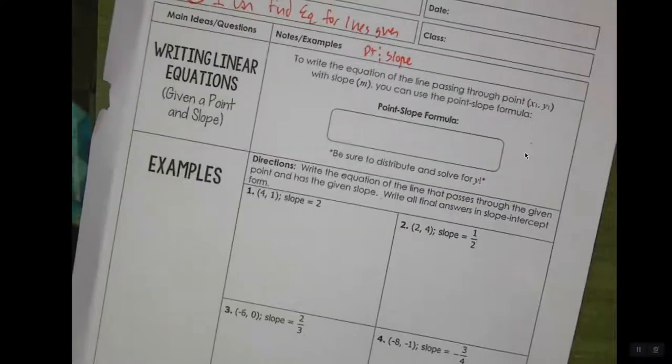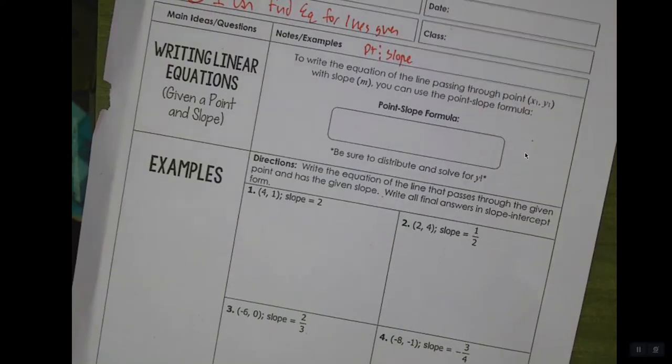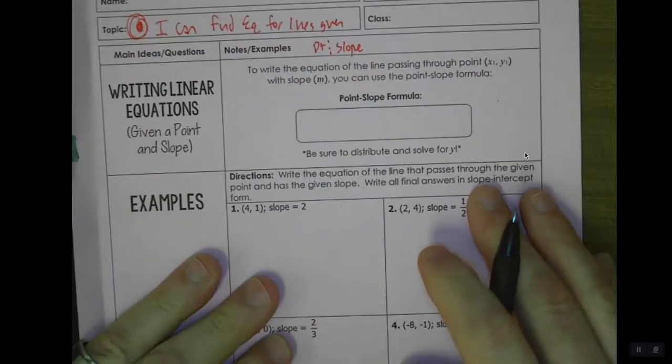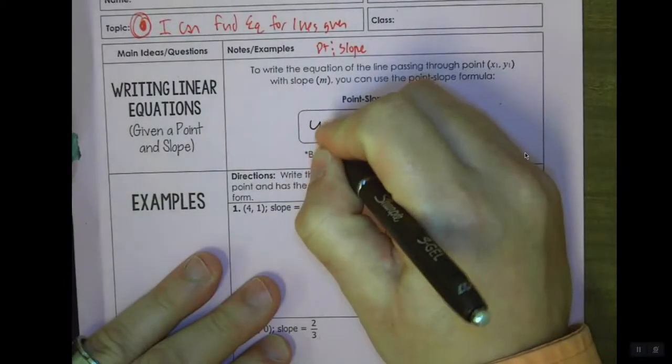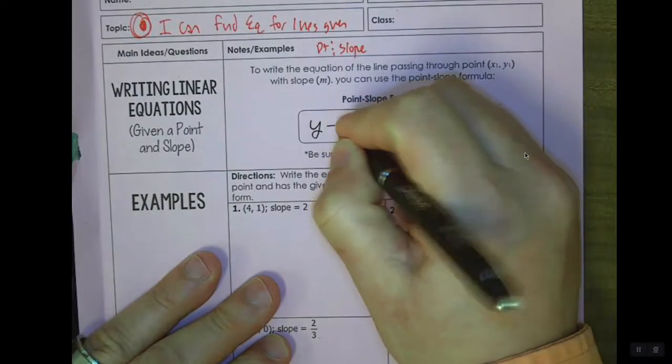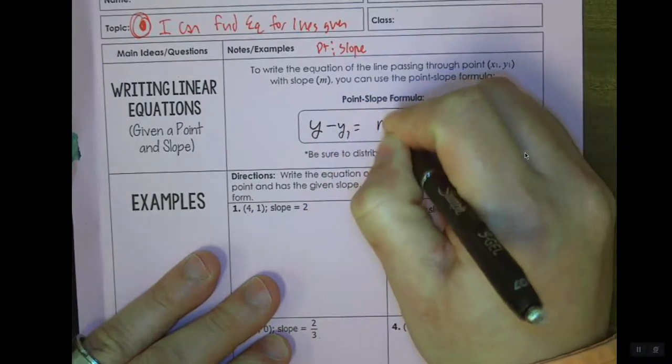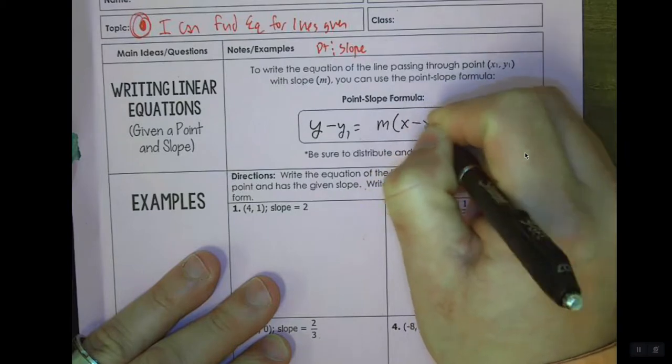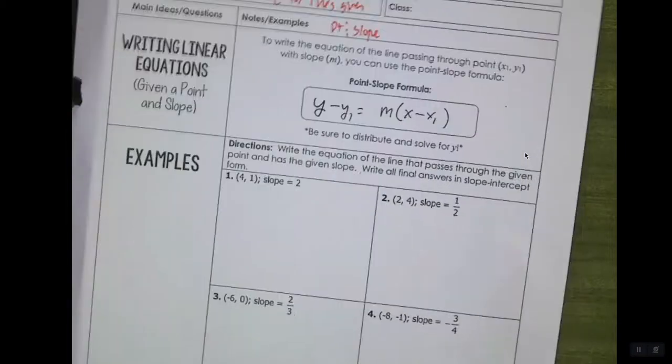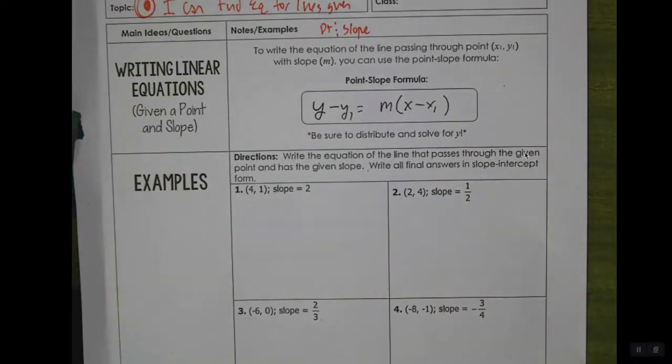If I give you a point and I give you a slope, you're going to need to find the equation. So first, let's talk about the point slope formula. The point slope formula is y minus y sub 1 equals m times x minus x sub 1. The y1 and the x1 are the coordinates of a point, and the slope is the m, if that makes sense, right?